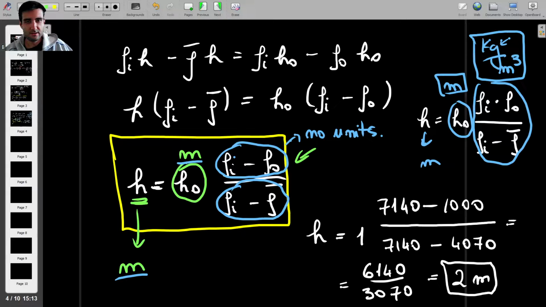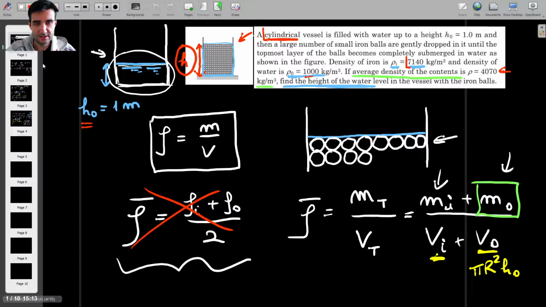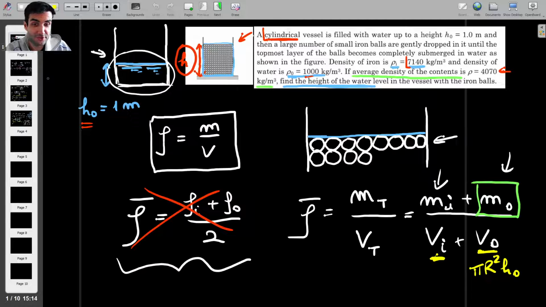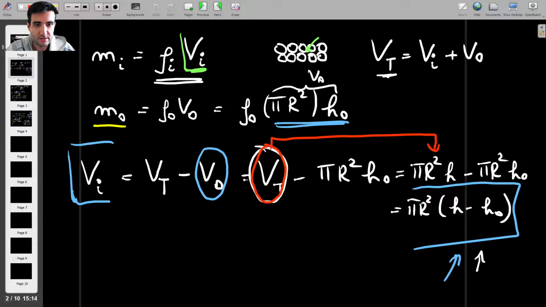So let's quickly recap. We have a cylindrical vessel with an initial height of water. So we have water being filled up to 1 meter height, and then we add some iron pellets. We don't care what size they are, but what we care about is that at the end, when we finish adding all the pellets, the free surface is just covering the topmost layer of the pellets. And then using this idea of average density, not the average of the two densities, but the average density, we're able to find the height by doing a bit of wizardry.